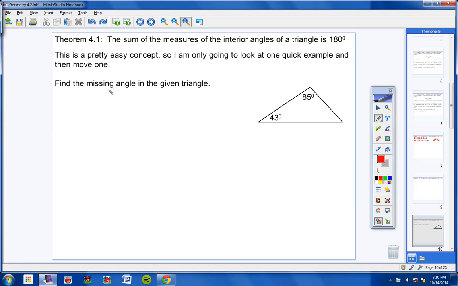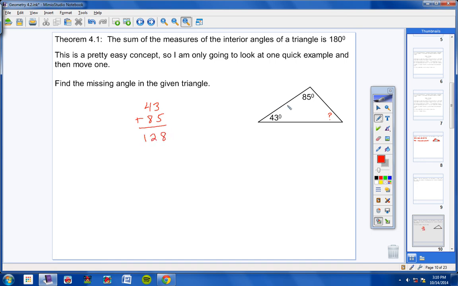Okay, we are going to find the missing angle in the triangle. This angle right here, I'll put a question mark. So we know all three angles have to add up to 180. So to me, it makes sense to take 43 and 85. Take some good notes on this, please. Add those together, and you get 128.